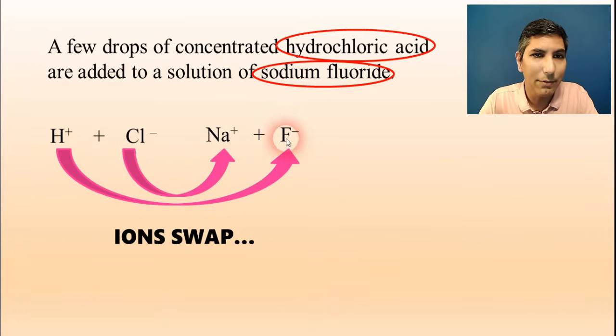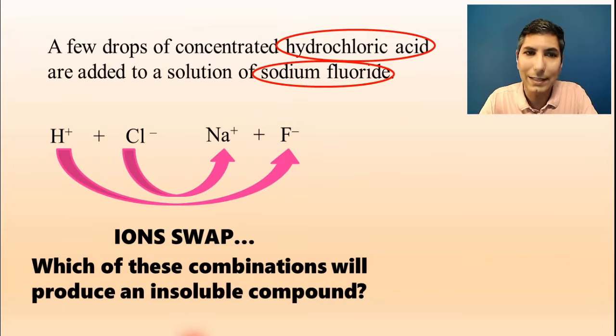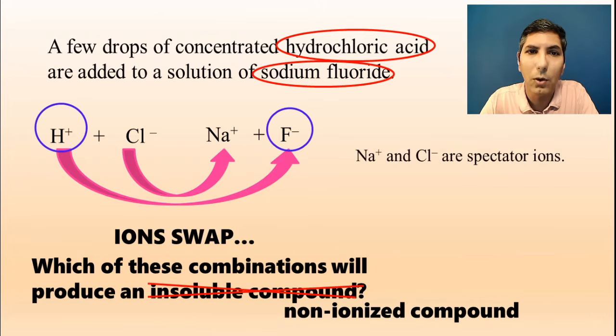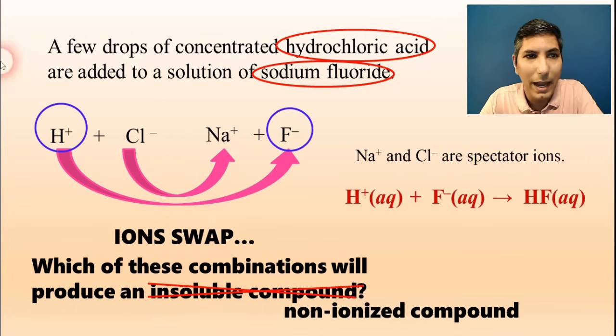However, H plus and F negative, well, that creates hydrofluoric acid, which is a weak acid. Now, it's not so much that hydrofluoric acid is insoluble as it is a non-ionized compound. And so we want to think of it in that term. We're going to take those and put them together to make a weak acid. That means that sodium and chloride, of course, are the spectator ions, and the H plus and F negative will combine in their aqueous forms there to make hydrofluoric acid, which is also aqueous. So anytime you're creating a weak acid like that, it's going to be in the non-ionized form.